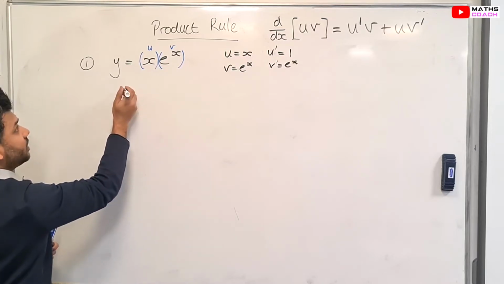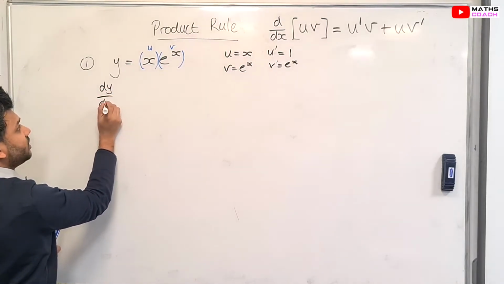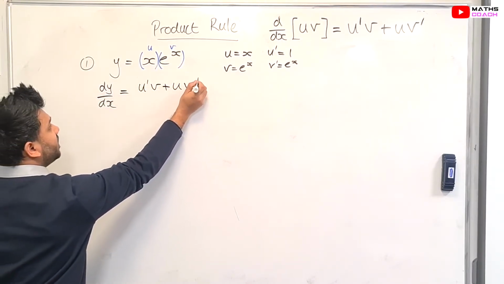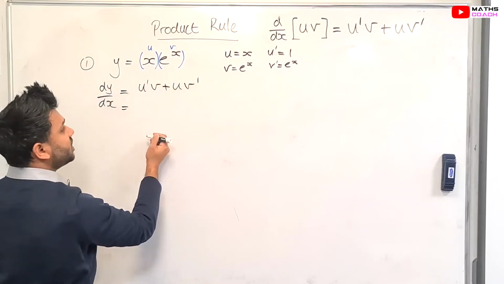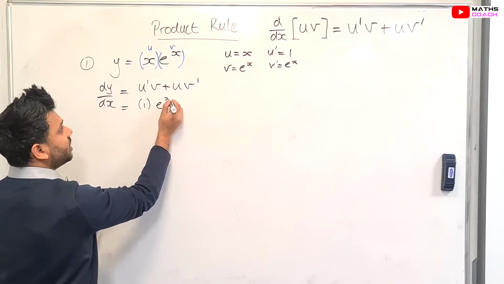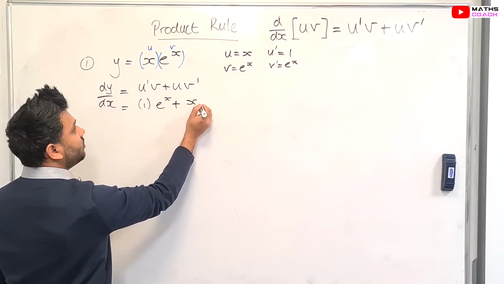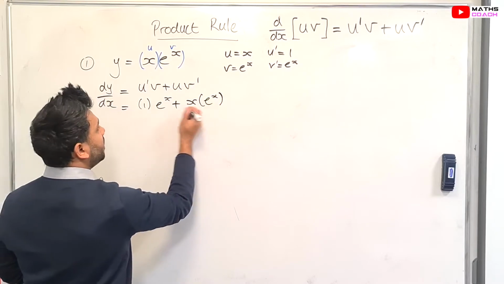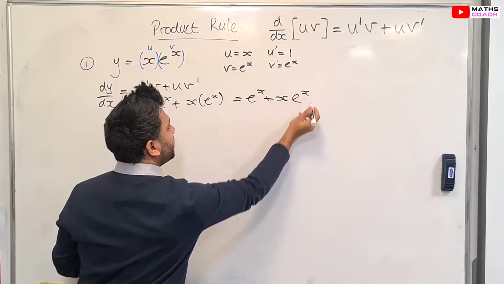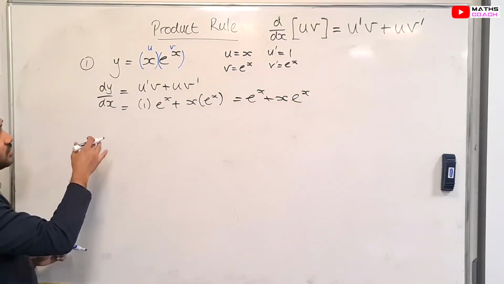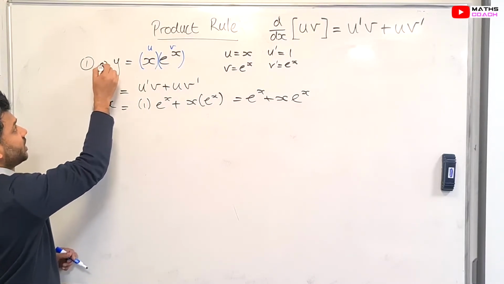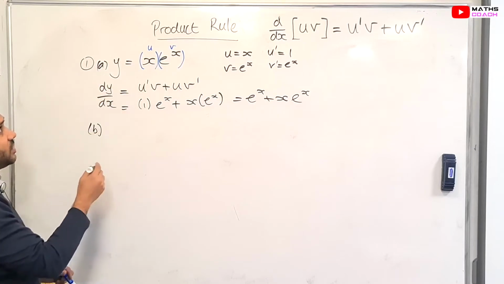So the formula dy by dx is equal to u dash v plus u v dash. So we substitute those functions in. So u dash is 1. So 1 times v, which is e to the x, plus u is x, and v dash is e to the x, and that just simplifies to e to the x plus x e to the x. So this was an easier example, straightforward use of the product rule. Let's call this question A. Let's look at a second variation of this type of function.